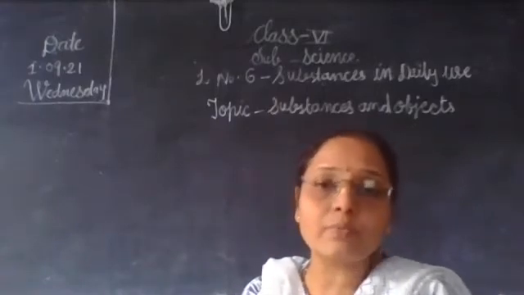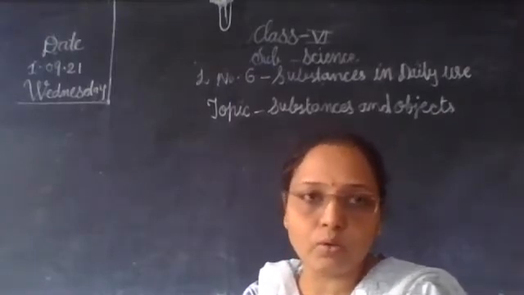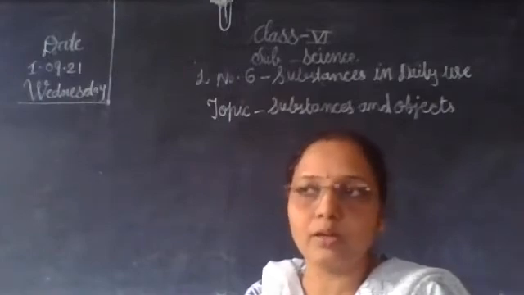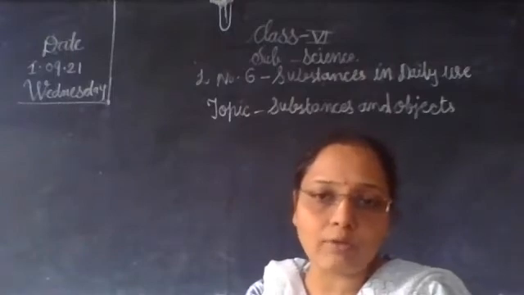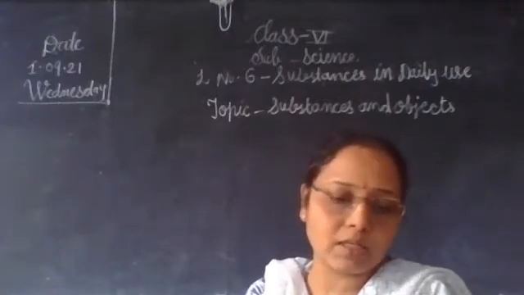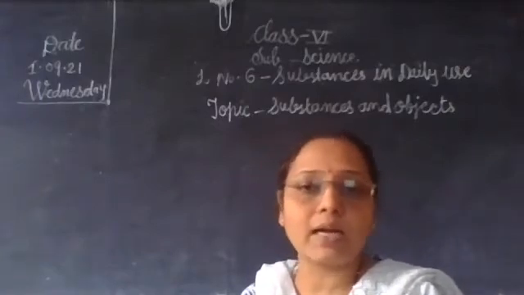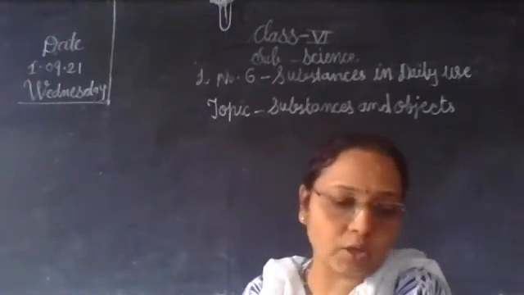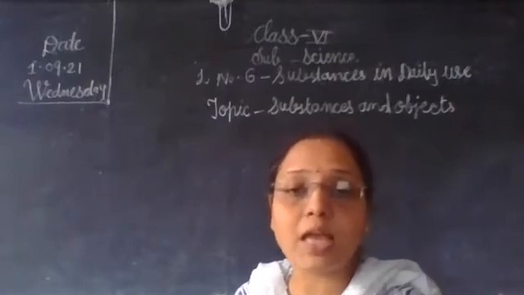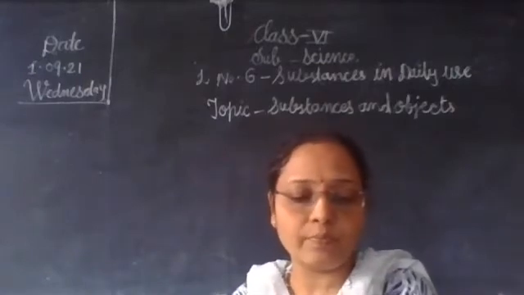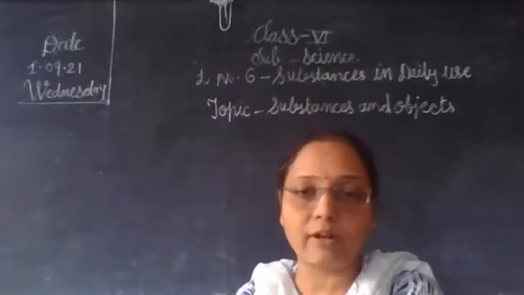All substances are made up of very small particles called molecules. We learned the solid state, the liquid state, and the gaseous state of substances in our previous lesson. Objects are made up of substances. Objects have a specific shape, and their parts have a specific arrangement by which we identify them.